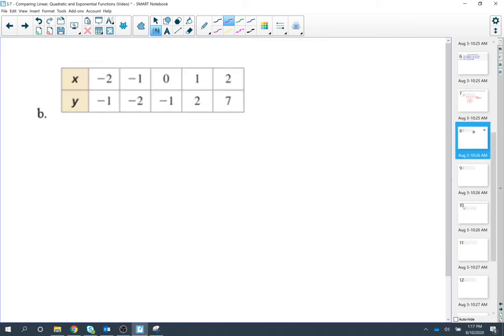Letter B. First of all, check your x values. -2, -1, 0, 1, 2. They're going up by 1. We're good to go. Okay. How do you get from 1 to -1? You go down 1... How do you get from -1 to -2? You go up... How do you get from -1 to 2? You go up 3. How do you get from 2 to 7? You go up 5. Now, this is the first difference. Are they the same? No, which means it's not linear.